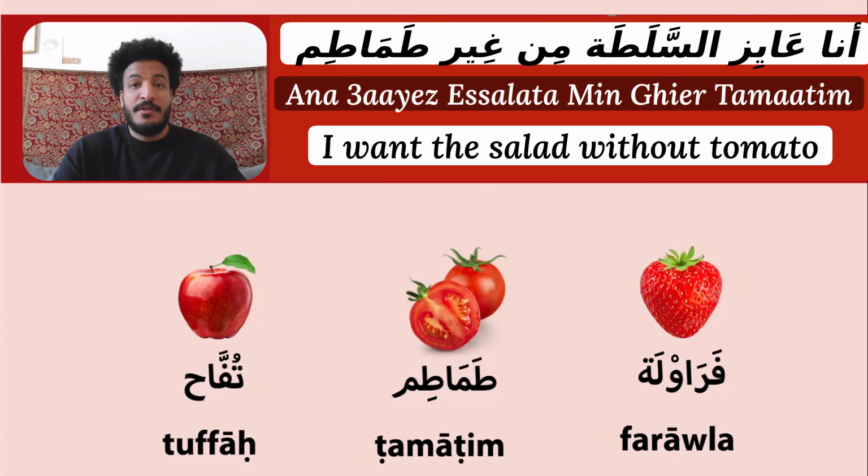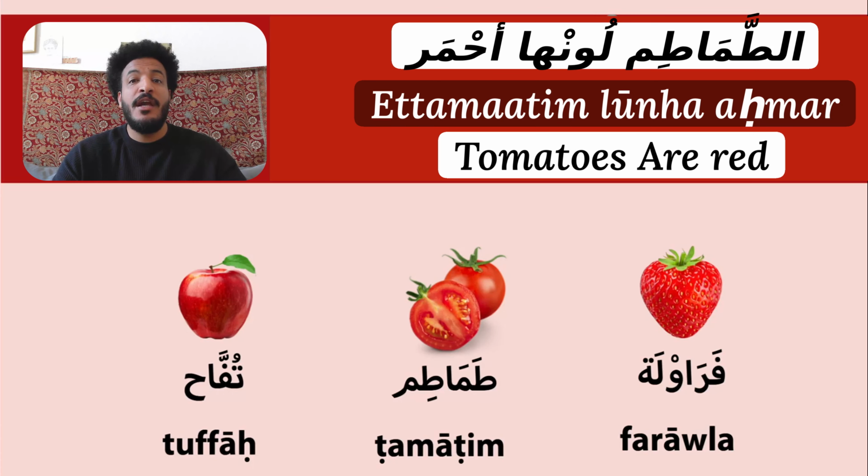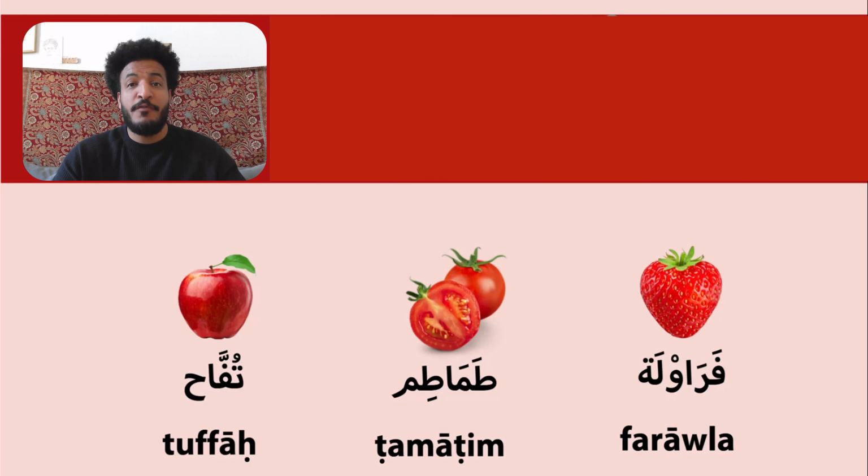من غير is without, طماطم is tomato, عايز is I want, and سلطة is salad. So أنا عايز السلطة, I want the salad, من غير طماطم, without tomato. And to say the tomato color is red, we will say الطماطم لونها أحمر. The next one we have here for the color red is تفاح.